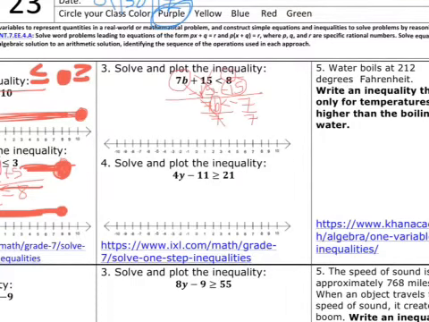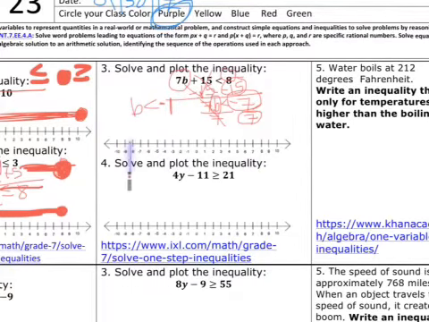7 divided by 7 is 1, but I'm just going to write b. Keep my inequality the same. A positive divided into a negative is a negative. 7 goes into 7 one time. So this is now saying b is less than negative 1.